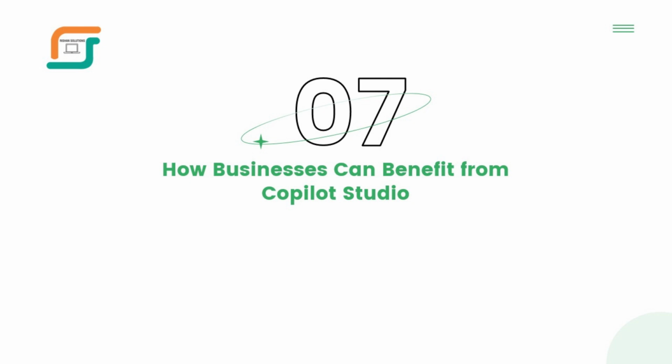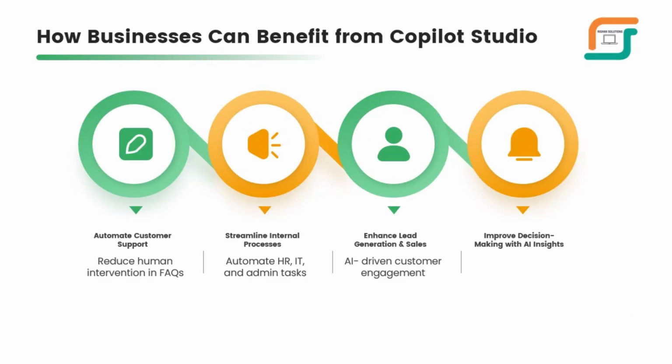How businesses can benefit from Copilot Studio. Businesses can leverage Copilot Studio in multiple ways. Automating customer support reduces human intervention in FAQs and service requests. Internal processes such as HR and IT support can be streamlined using AI-powered chatbots. AI-driven customer engagement enhances lead generation and sales. Additionally, AI insights help businesses make data-driven decisions, improving overall efficiency and customer satisfaction.